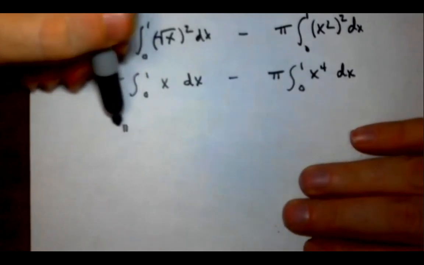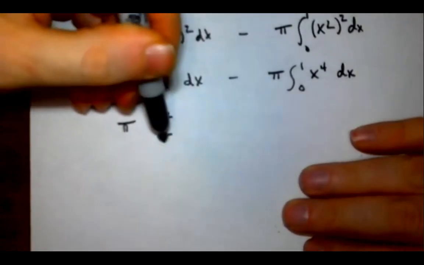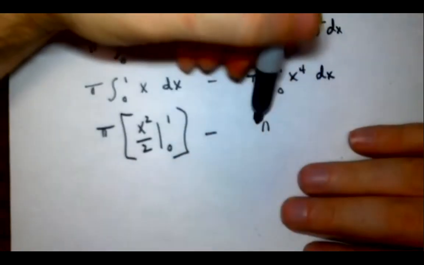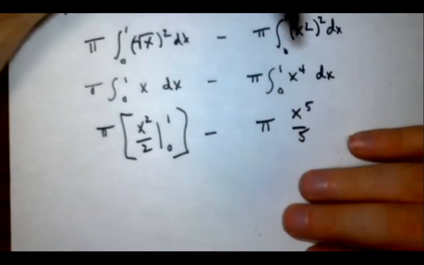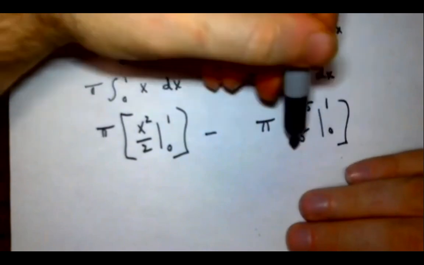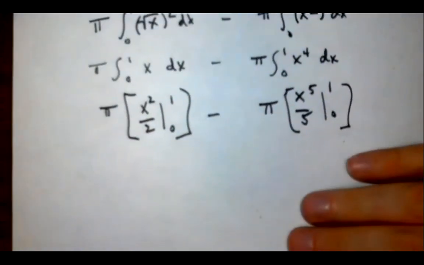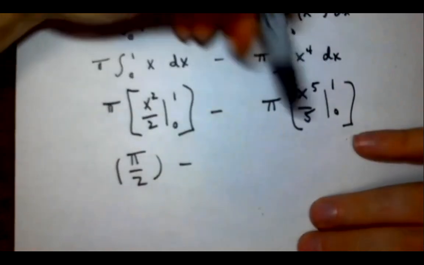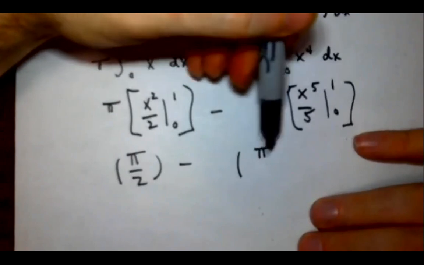This would then be pi, and this would be x squared over 2, 0 to 1. And this will be pi x to the fifth over 5, 0 to 1. Okay, so if we plug in 1, it's going to be a half. Plug in the 0, nothing's happening. So that's going to be 1 over 2 pi. So let's call that pi over 2, minus, over here, plug in 1, that's going to be pi over 5. And the 0 again is not going to give us anything.